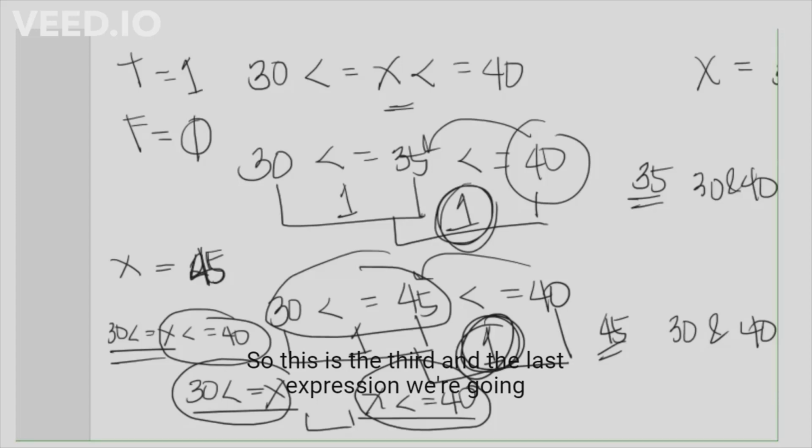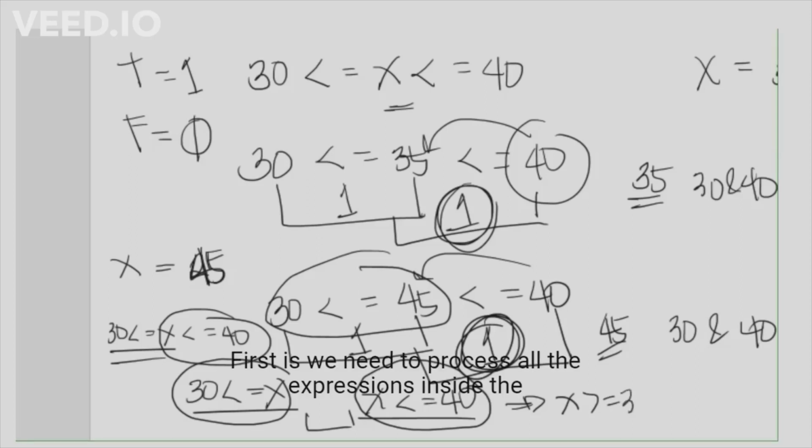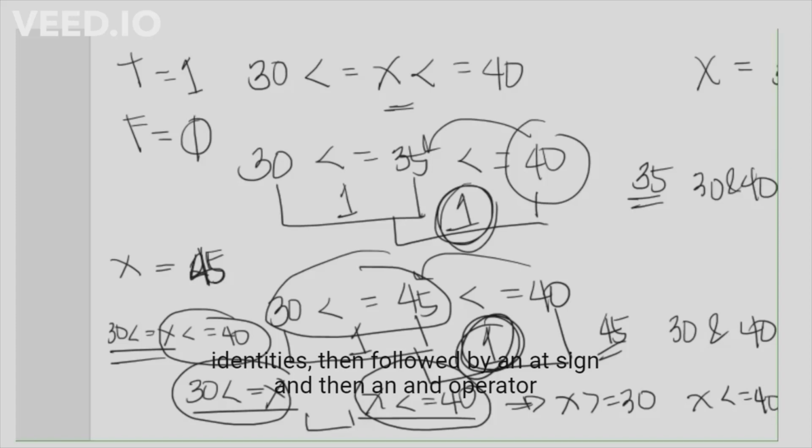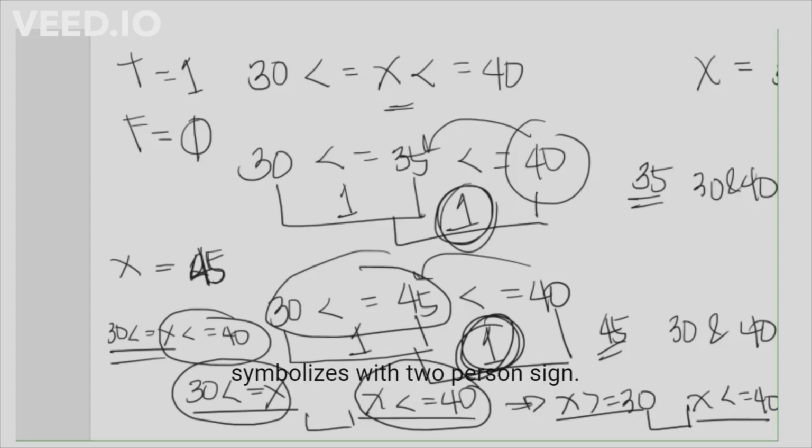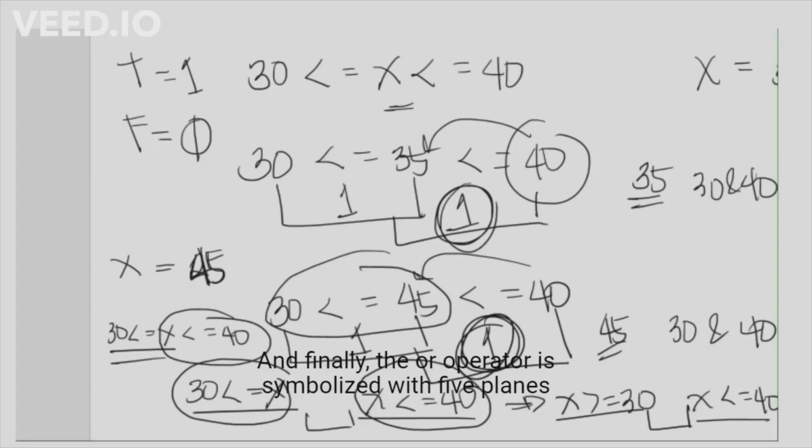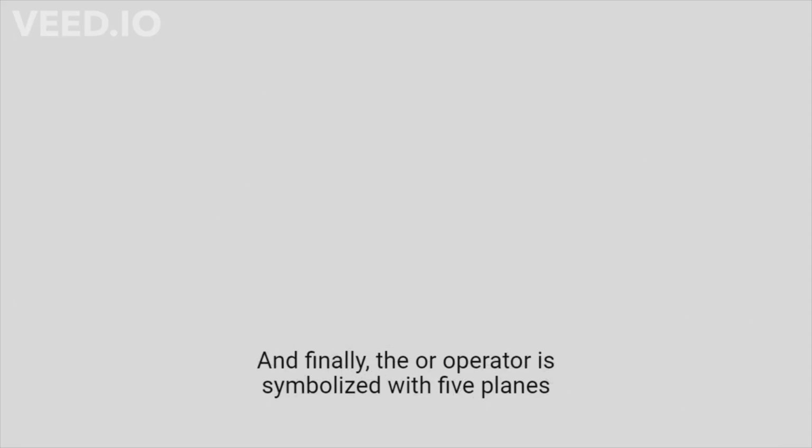So this is the third and the last expression we're going to discuss for flowchart and pseudocode, and we call it logical expression. Again, there is a priority of operators or hierarchy of operators. First, we need to process all the expressions inside the parentheses, followed by a not sign, and then an and operator symbolized with two ampersand signs, and finally the or operator symbolized with a pipeline symbol.